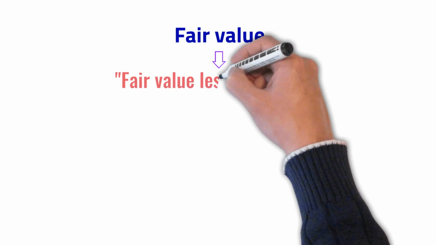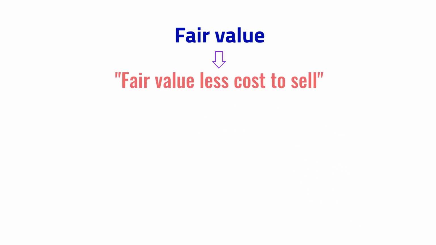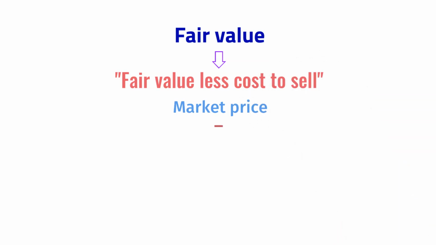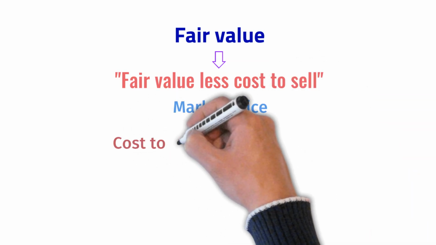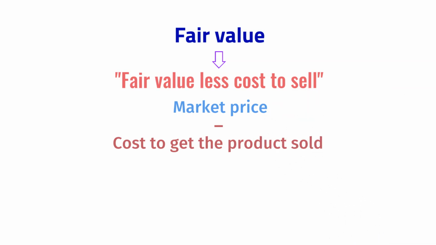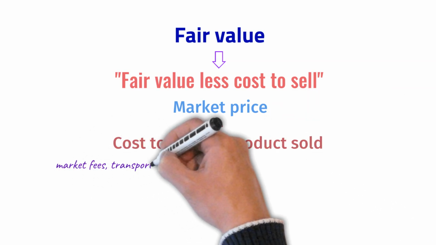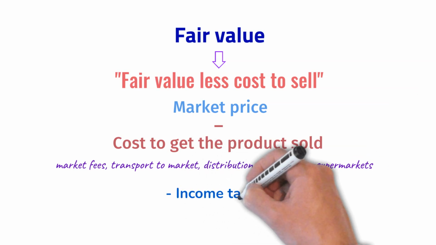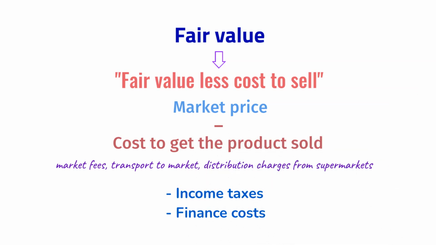Now, as promised, back to fair value. What is actually fair value less cost to sell? It is basically the current market price for similar produce in the same condition, minus the costs to get it sold, like brokerage, market fees, transport to market, distribution charges from large supermarkets, etc. But it excludes income taxes and financing costs.